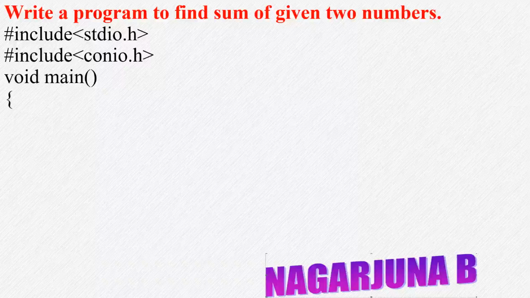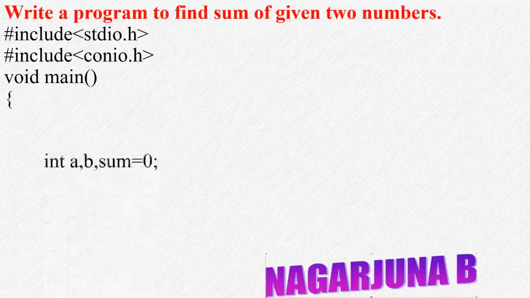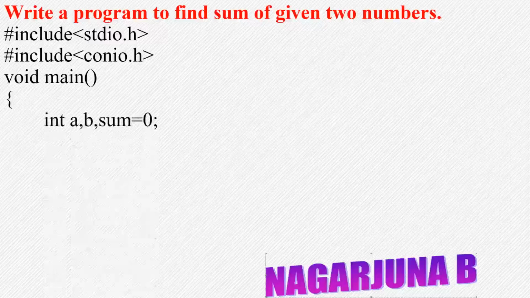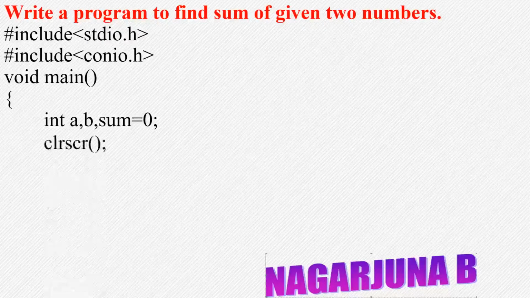In this particular program, I require three variables and I declare them as of type int by writing int space a, comma b, comma sum is equal to 0, semicolon. After that, I will write clrscr, open bracket, close bracket, semicolon.